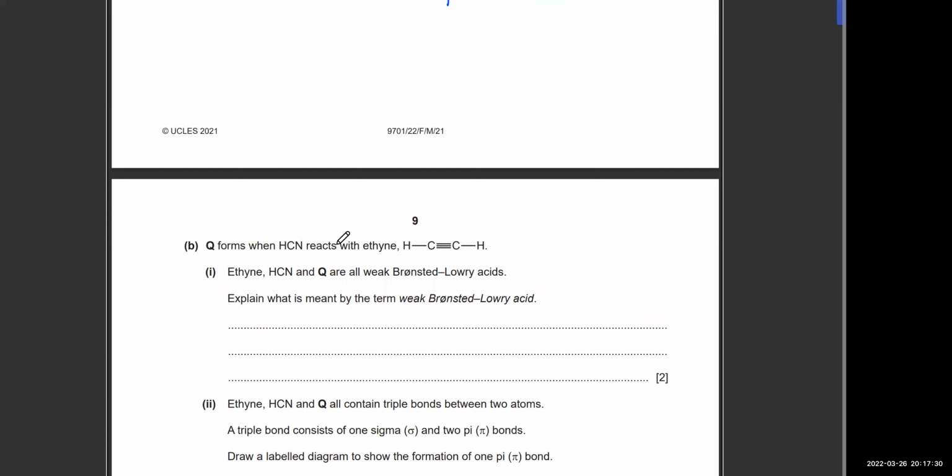Then you have Q, which forms when ethene reacts with ethane. Ethane and Q are all weak Bronsted-Lowry acids. Explain what is meant by the term Bronsted-Lowry acid. So it's a proton donor, that's it. Partially ionized. Sir, what chapter does this come in? I don't think you took this. I'll just quickly explain. It's just one statement. Do you know what an acid is? An acid is a proton donor. What is a base? It's a proton acceptor. That's it. Anything that produces H plus, that's an acid. Anything that accepts H plus, that's a base. They just add the term Bronsted-Lowry because they're the ones who gave the definition. Is that clear?